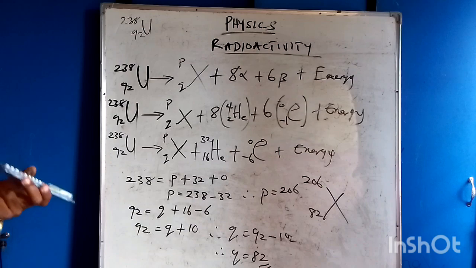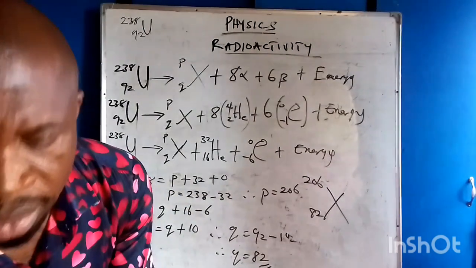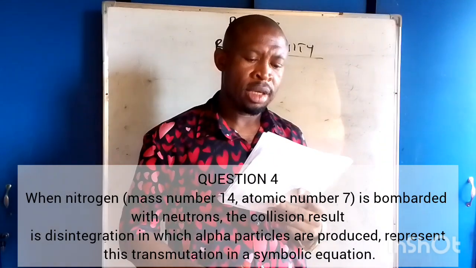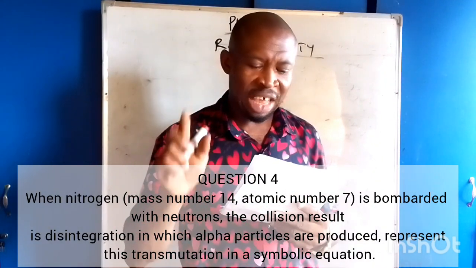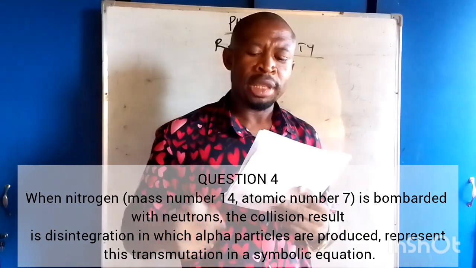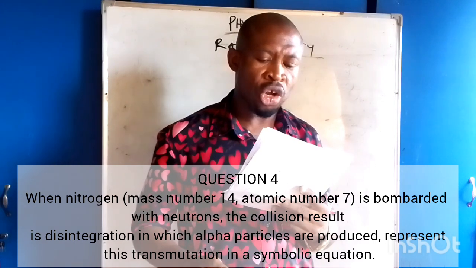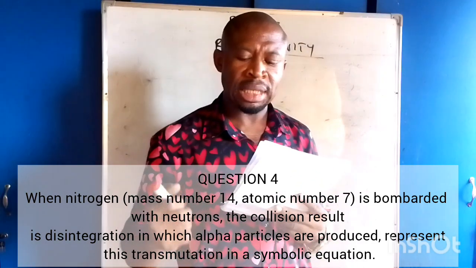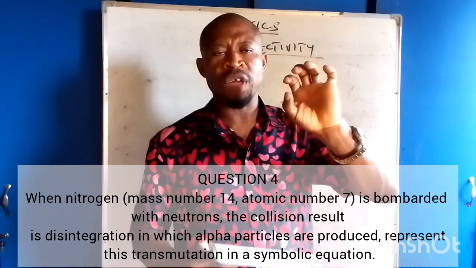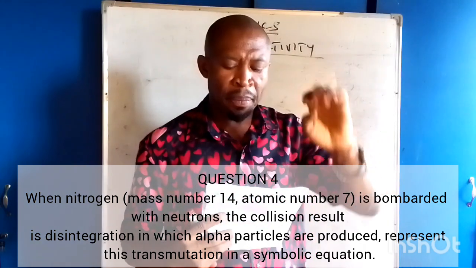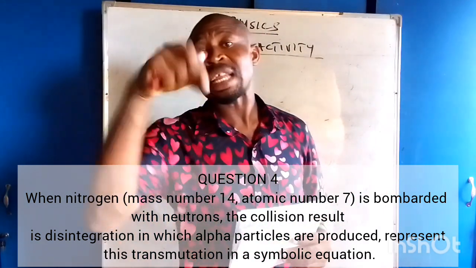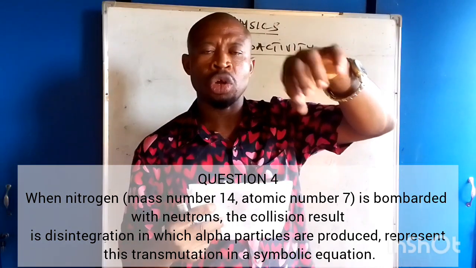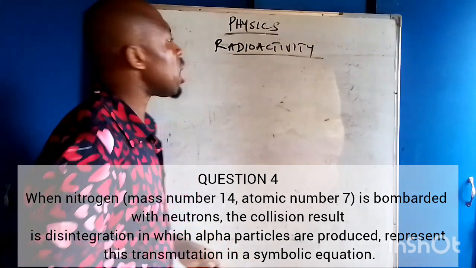So we can still take another question, but not the least question. The question says, when nitrogen with mass number 14 and atomic number 7 is bombarded with neutrons, the collision results in disintegration in which alpha particles are produced. Represent the transmutation in a symbolic equation. We have nitrogen being bombarded with a neutron, and then the product has an alpha particle as one of the products. So they said to represent it in a symbolic equation.